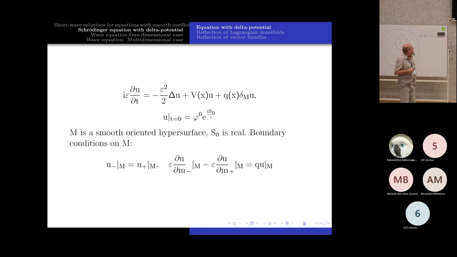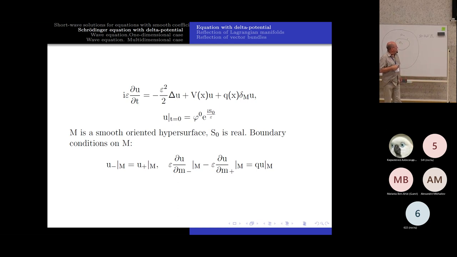I suppose that x is a point of n-dimensional Euclidean space. Delta here is the standard Laplacian. So here we have a standard Schrödinger operator. I suppose that V of x is a smooth function. And here we have some additional term, which is a delta function, concentrated on some surface of codimension one. So the support of this delta function is a smooth oriented hypersurface in R^n.